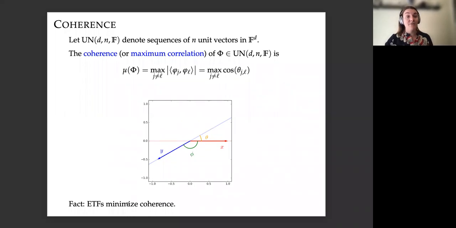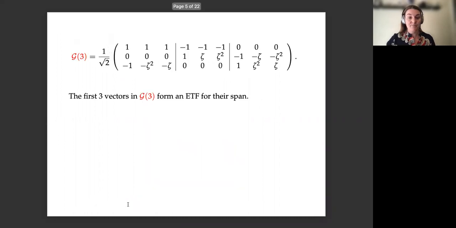And it is a fact that whenever we have an equiangular type frame, they minimize coherence. So amongst all sequences of n vectors in d-dimensional space over the reals or complexes, they minimize that.